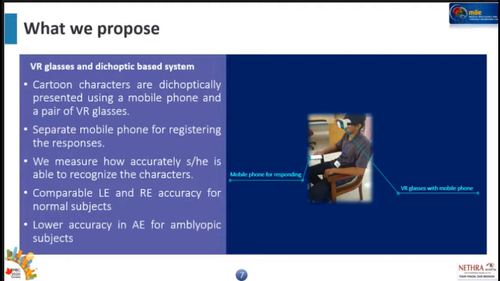He is also holding a mobile phone for registering his responses. An example of dichoptic presentation of cartoon characters using VR glasses is also shown. All the cartoon characters used in this tool are in grayscale and of uniform dimensions. The cartoon characters are chosen based on their popularity among children. In the protocol, we measure how accurately the subject is able to recognize the cartoon character. Due to symmetric interocular suppression, normal subjects will have comparable accuracies in both eyes, whereas for amblyopic subjects, the amblyopic eye is expected to have a lower accuracy. The exit protocol is as follows.